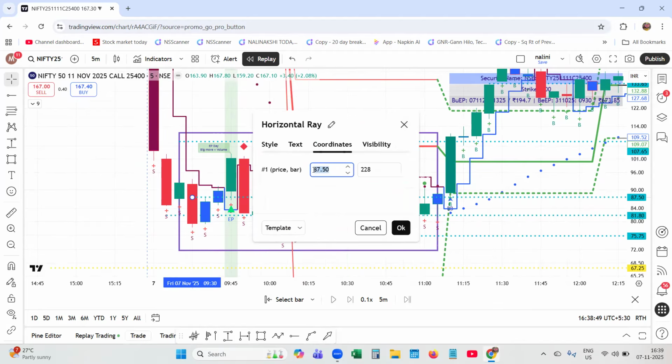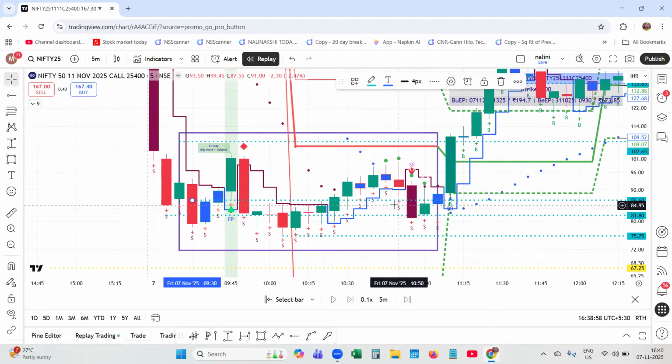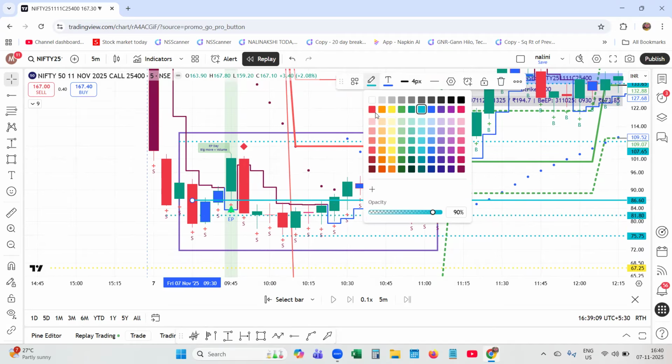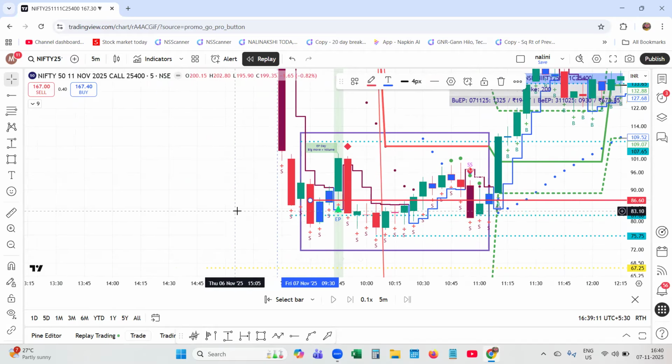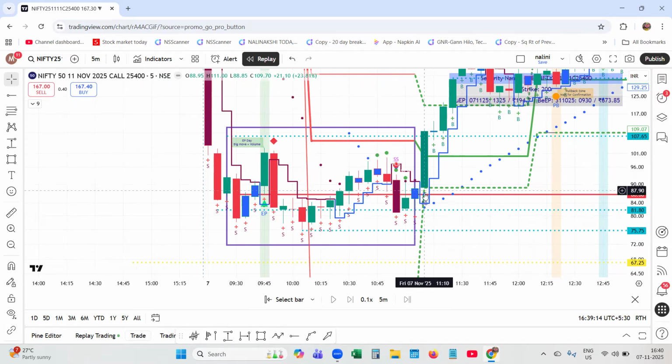Let me go to the coordinates. 86.6. The line I am adjusting, this is the 86.6. Let me make it a solid line so that it is visible over here. Let me change it to red color. This is the reference line. You can see how the pivots changed their color, and the trend changed over here after this much rotation.